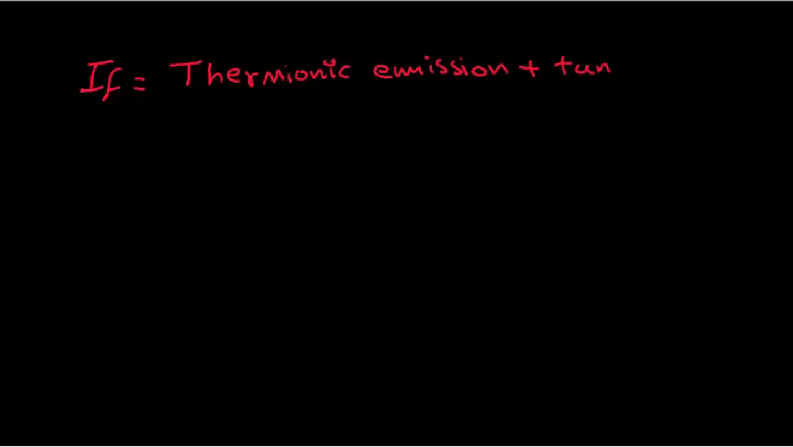So the forward current is coming primarily from the thermionic emission plus the tunneling, and the reverse current is coming from tunneling only.